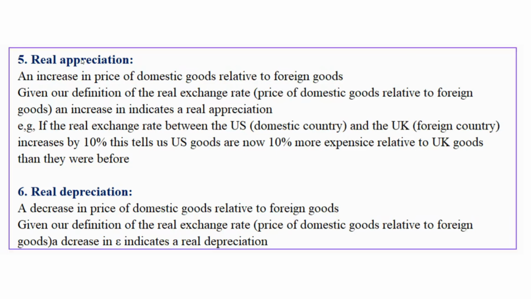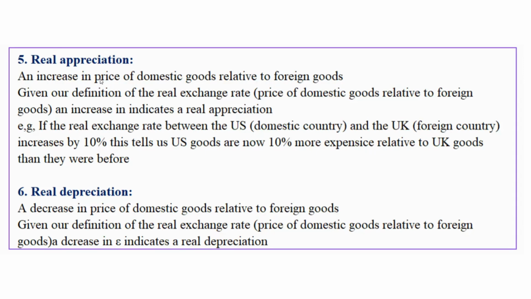Now, a real appreciation means an increase in the price of domestic goods relative to foreign goods. Given our definition of the real exchange rate, the price of domestic goods relative to foreign goods, an increase in our real exchange rate, which we indicate by epsilon, indicates a real appreciation. Because we can obviously also define the real exchange rate as the price of foreign goods relative to domestic goods. In that case, a real appreciation would be a decrease in epsilon. But the way we define the real exchange rate, a real appreciation is an increase in epsilon.